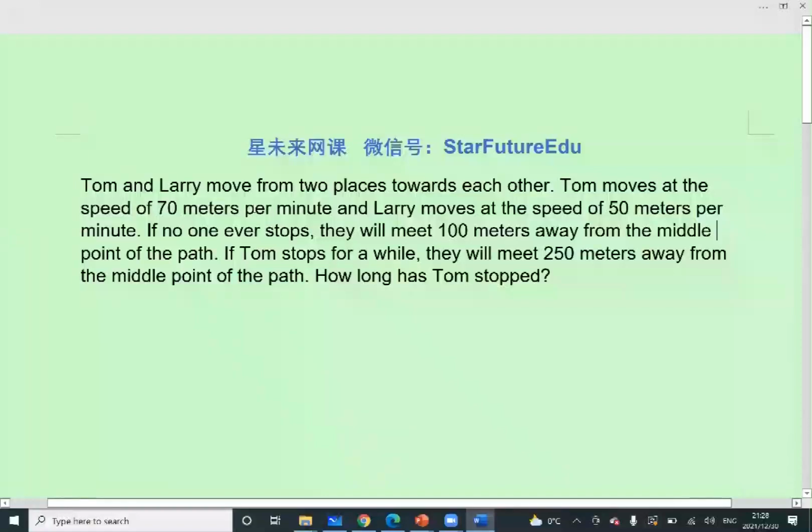Let's look at this one. Tom and Larry move from two places towards each other. Tom moves at the speed of 70 meters per minute, and Larry moves at the speed of 50 meters per minute. If no one ever stops, they will meet 100 meters away from the middle point of the path. If Tom stops for a while, they will meet 250 meters away from the middle point of the path.